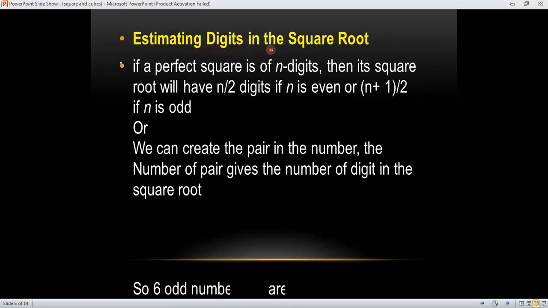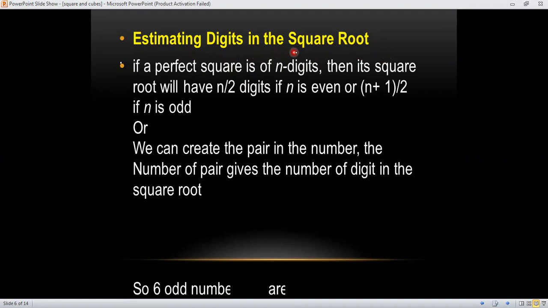Estimating digit in the square root. If a perfect square is of n digits, then its square root will have n by 2 digits if n is even, or (n plus 1) by 2 if n is odd. Or we can create pairs in the number. The number of pairs gives the number of digits in the square root.